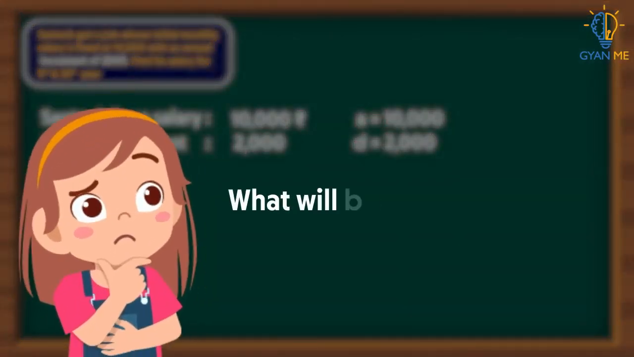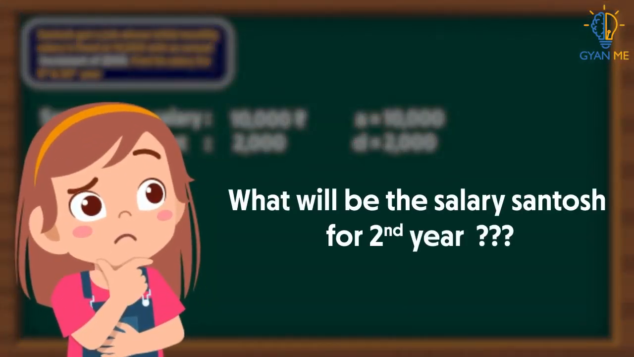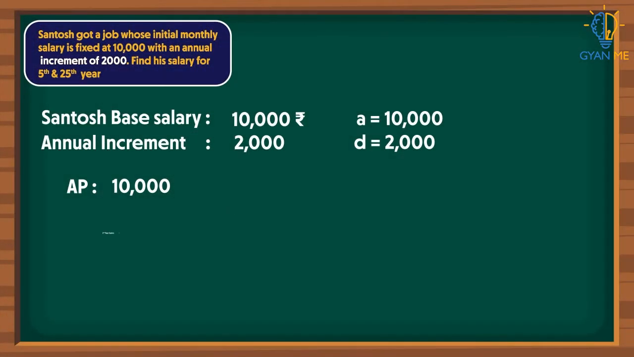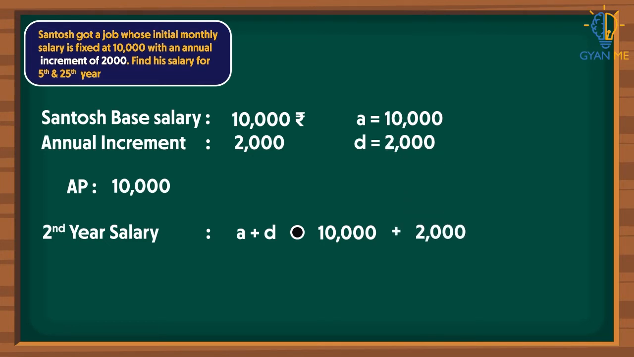So what will be the salary of Santosh for second year? Correct. It would be A plus D. That is 10,000, which is the base salary, plus 2,000, which is common difference, which gives us 12,000. In same way, we can find the monthly salary of Santosh for 3rd, 4th, 5th year and so on.